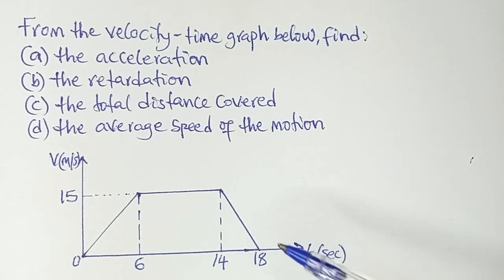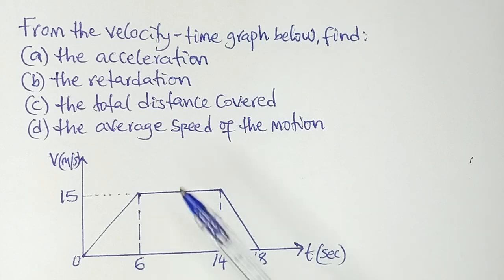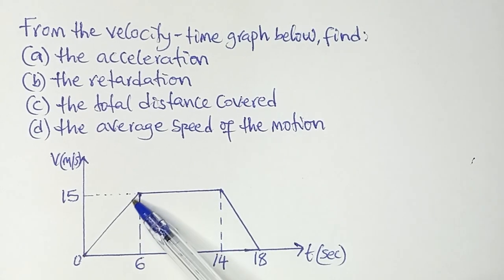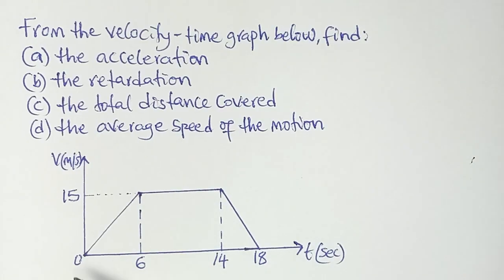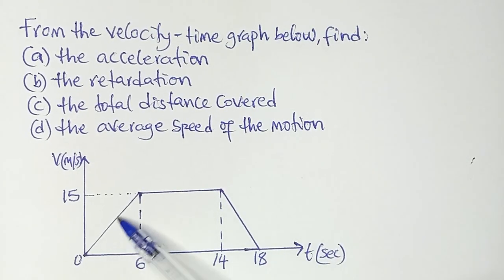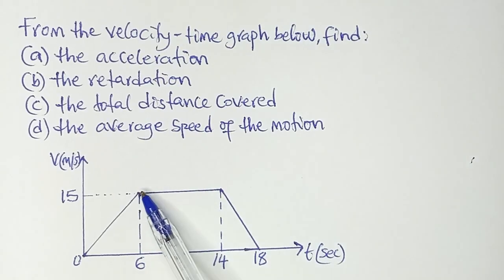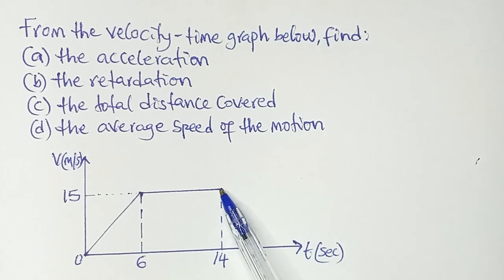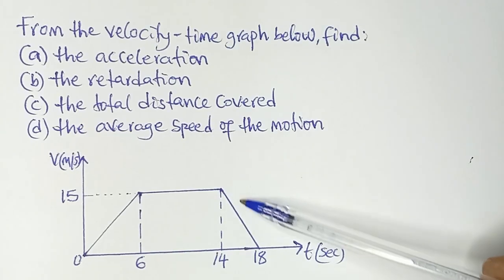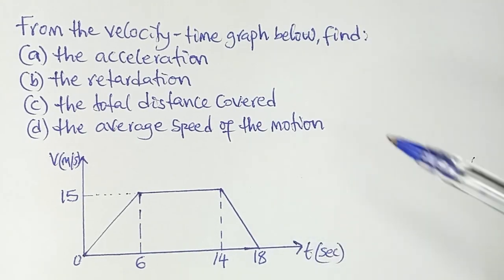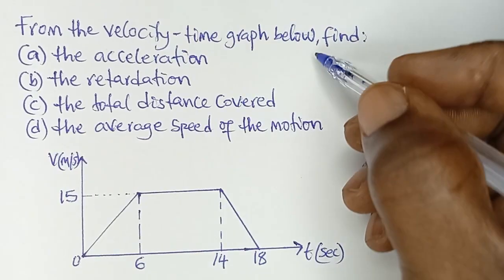Now, for us to handle this, we have to look at the graph critically. Don't forget, this is the acceleration line. The body started from 0. That means it started from rest. So this is the acceleration line. This line is for the constant velocity, maintaining constant velocity. And then this line is the retardation line. So now, I would like to solve it from here.